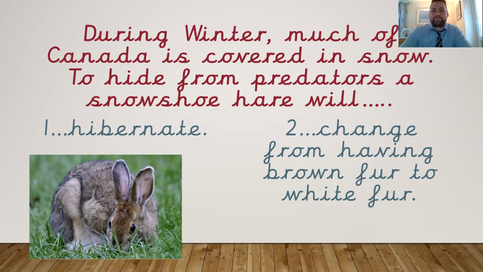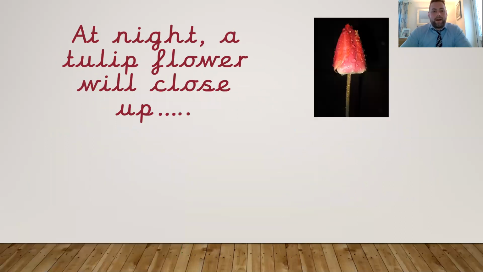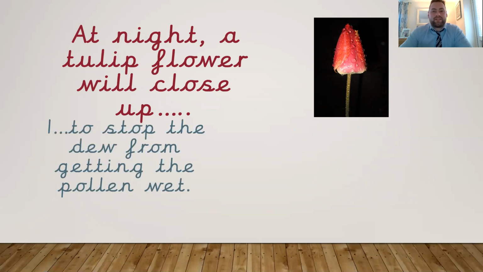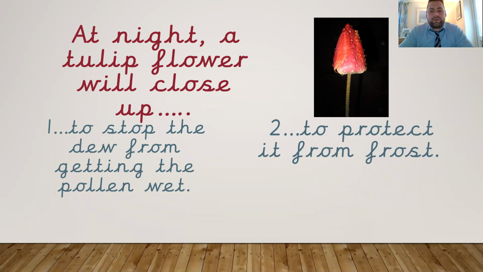Write down your answer. Okay, number 2. At night, a tulip flower will close up. Now, does it do this to stop the dew from getting the pollen wet? And dew is that sort of moisture in the air that we get in the morning. Or is it for 2, to protect it from frost?